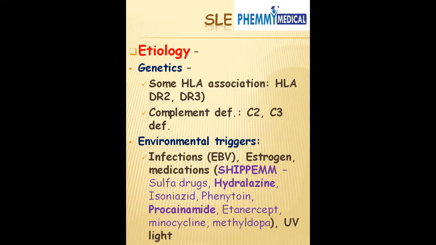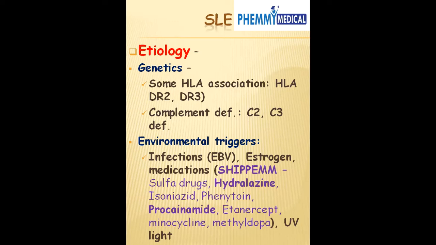There's a great mnemonic right there for them to remember these drugs: SHIPPEM. The mnemonic stands for S for sulfa drugs, H for hydralazine, I for isoniazid, P for phenytoin, P for procainamide, E for etanercept, M for minocycline, and the last M for methyldopa, which is alpha-methyldopa.